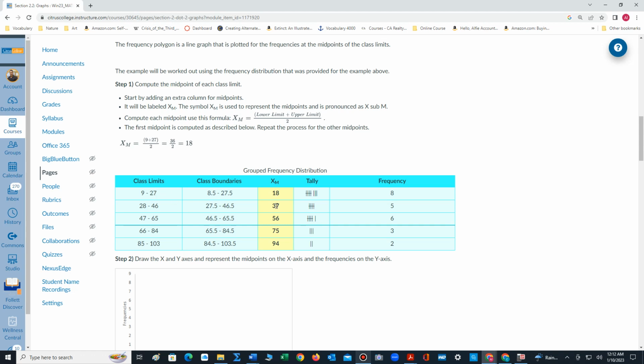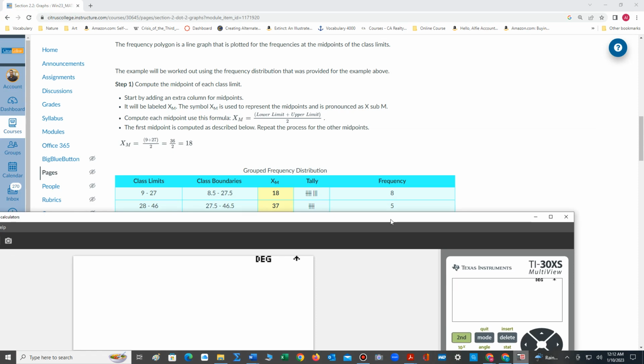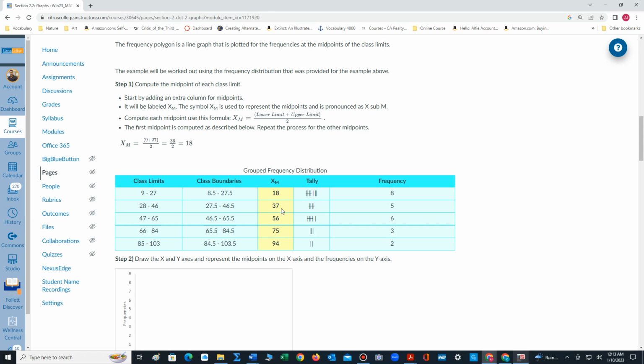Now to get the midpoint of the second class, let's once again perform the computation using a calculator. So first we add, I like to use parentheses when doing the calculation. So 28 plus 46 and then divide it by 2. And that's going to give us 37. So that's our second midpoint.